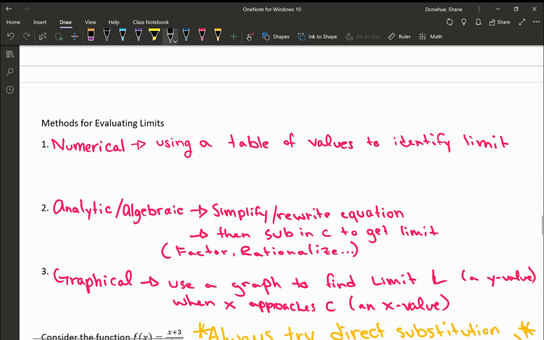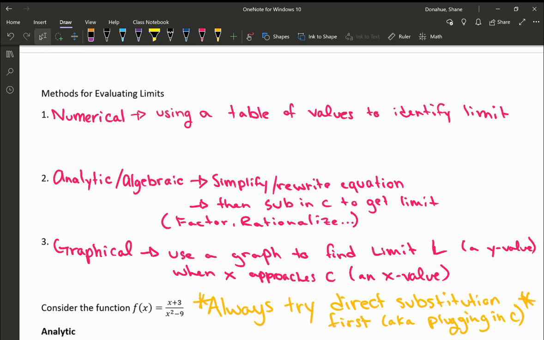All right, our three methods for evaluating limits are going to be numerical, which means we're using a table of values on either side of C to figure out what that limit L is. Analytic or algebraic, we're going to try direct substitution first, but then when that fails, we'll be simplifying or rewriting our equation and subbing C into our simplified version to get our limit. This is where we're using skills like factoring and rationalizing the denominator or the numerator, those algebraic skills. And then graphical is what we just did, where we're working with a graph to find the limit.